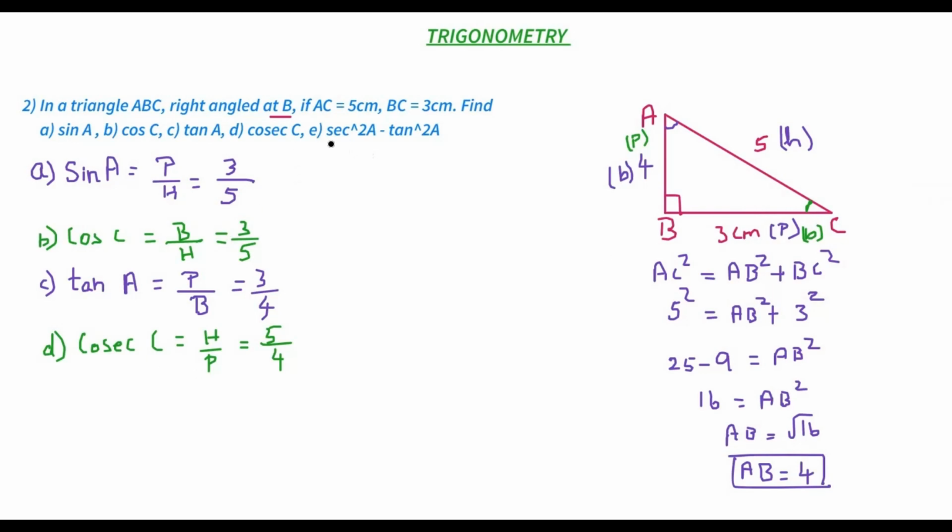Our last question is secant square A minus tan square A. So this is little different. We have not used square so long. Now we are going to use the square.